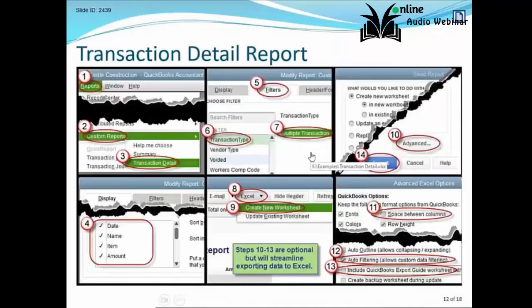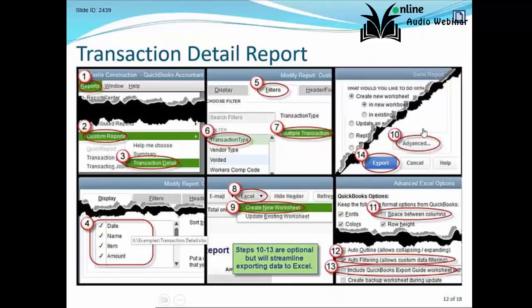So now let's look at doing some other work with more detailed reports. So in this case, I'm going to go to the Reports menu. I'm going to choose Custom Reports. I'm going to pick Transaction Detail. And then in both versions, I can pick and choose which columns to include. We'll go to the Filters tab. I can filter for the transaction types that I want. I can then export that to Excel.